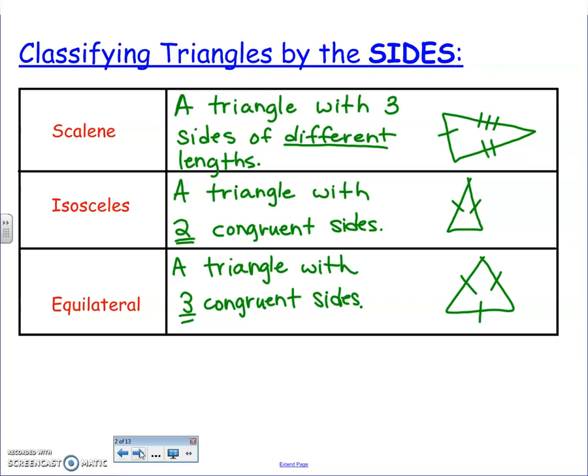So you can see these dash marks right here. So this is three equal sides. This is two equal sides. All right, and this is no equal sides because there's a different number of tick marks for each.